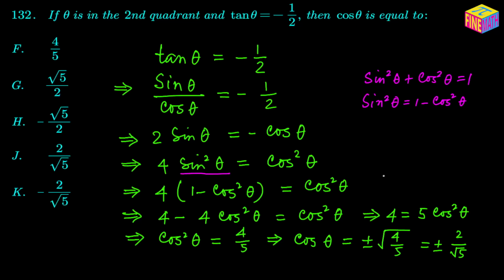Now since theta is in the second quadrant, obviously the value of cosine of theta will be a negative value. So from here finally we can say that cosine theta is obviously going to be a negative value, so we need to take the negative value, which is negative 2 over square root of 5, and that should be our answer. And if you look at our answer options, we have negative 2 over square root of 5 under option K. So option K would be the correct option.